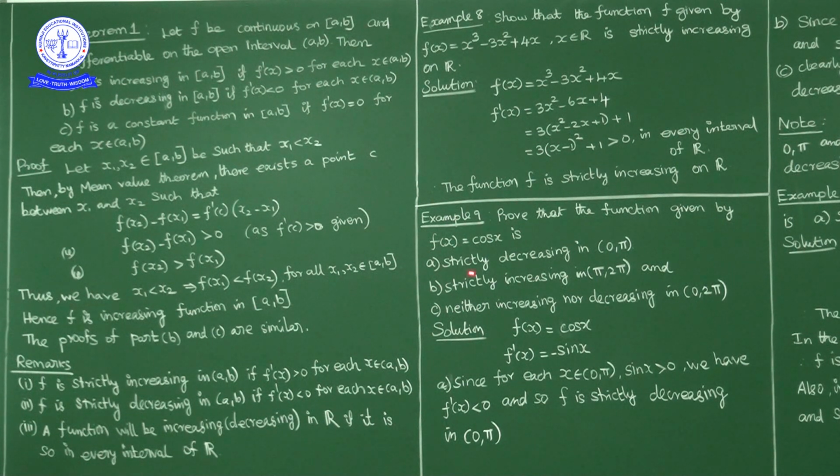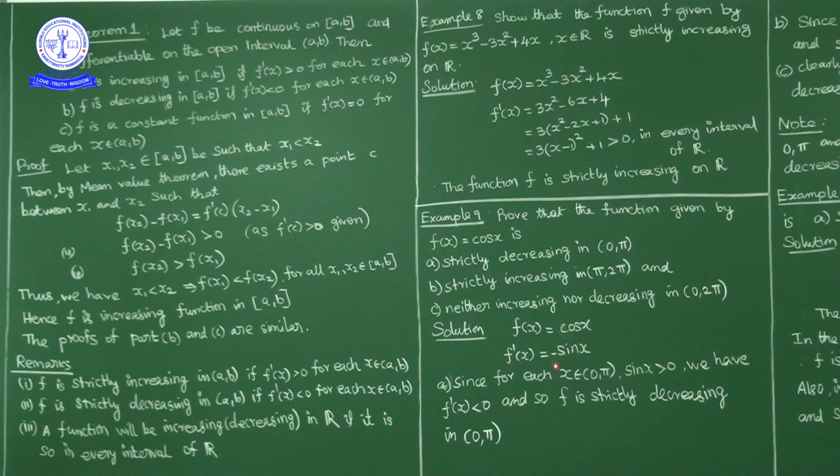Now the first question: decreasing in the interval 0 to pi, we have to show. To show this we have to show that f dash of x is negative in 0 to pi. Now f dash of x is equal to minus sin x. 0 to pi means first quadrant and second quadrant. In the first quadrant and second quadrant, sin is positive. So in 0 to pi, sin x is positive.